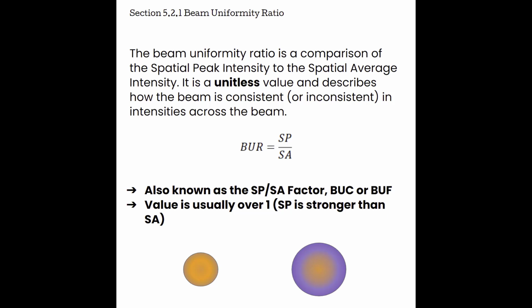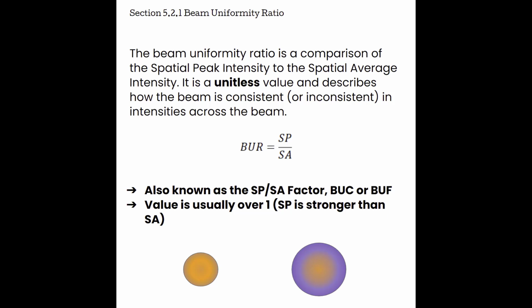On the bottom, I've got a couple examples that we have seen earlier of our cross-sectional beam. The left one has a more orange hue to it all the way through. That's going to be more of a consistent beam. The center spatial peak is going to be much closer to the spatial average because it's all kind of being represented by the same intensity.